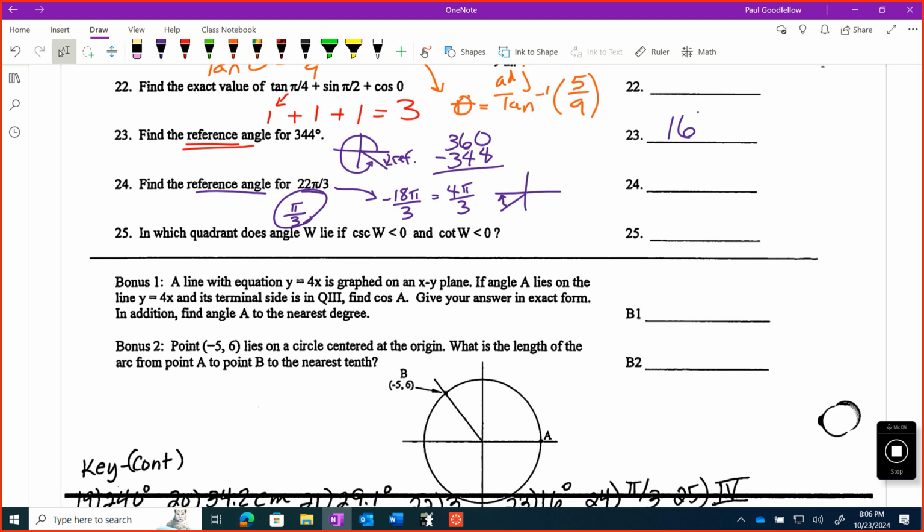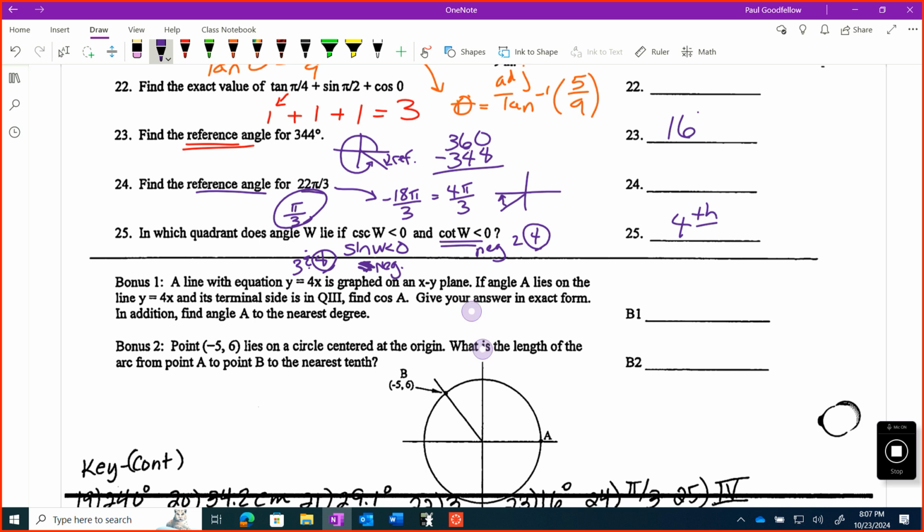What quadrant would W lie on if cosecant was negative? That's really saying sine is negative. Sine of W is negative, which would ultimately be in quadrants 3 and 4. So this one is giving you a 3 and a 4 quadrant deal. But when cotangent is negative, that's negative again. Cotangent is negative in the second and the fourth, and ultimately the thing they have in common is the fourth quadrant. That's where it would actually be drawn.